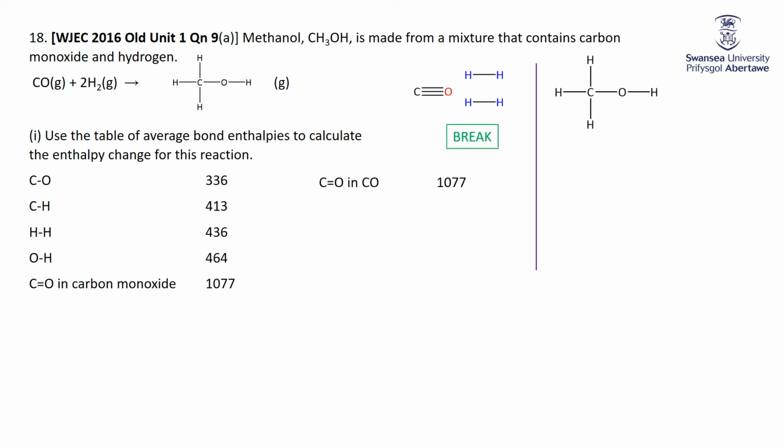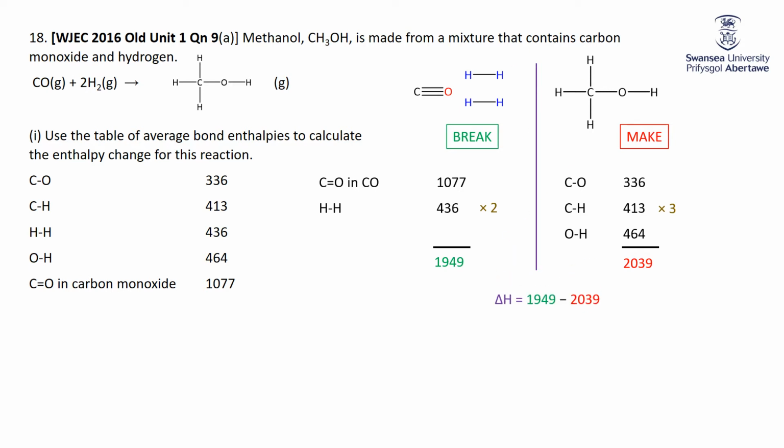What do we break? Carbon-oxygen triple bond, 1077. 2 of those hydrogen-hydrogen bonds, so the total broken is 1949. Let's see what we've made. Well, we make a carbon-oxygen bond right there. That's worth 336. We make carbon-hydrogen, 1, 2, 3 of those, so 3 times 413. And we make an OH bond that's 464. Add those up, and we get 2039. So delta H is this, what has to be put in to break, minus this, what comes back out as you make: 1949 minus 2039, or minus 90 kilojoules per mole.